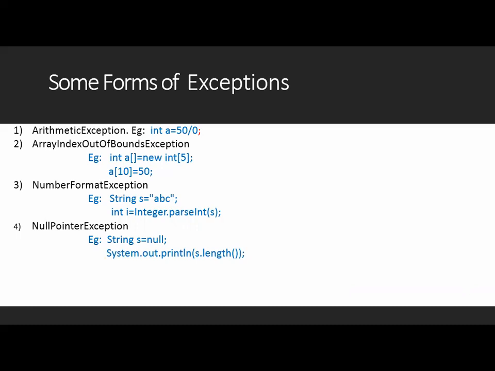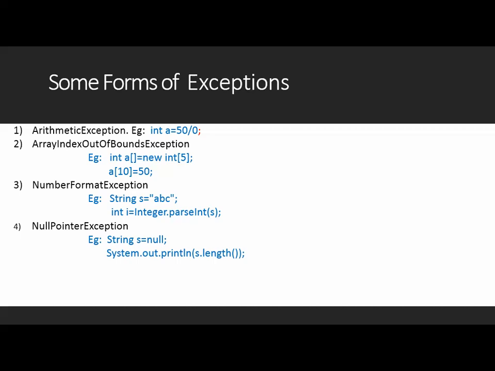Next is ArrayIndexOutOfBoundsException. When an array access exceeds its size, the ArrayIndexOutOfBoundsException occurs. In this example, in the first line, the array a has a size of 5, but in the second line, we assign a value to a[10]. The array has a[0] to a[4], so it can store 5 elements. So the array exceeds its size, and it will create an ArrayIndexOutOfBoundsException.